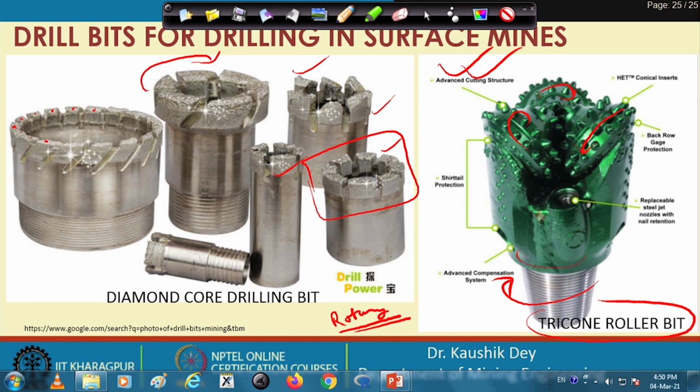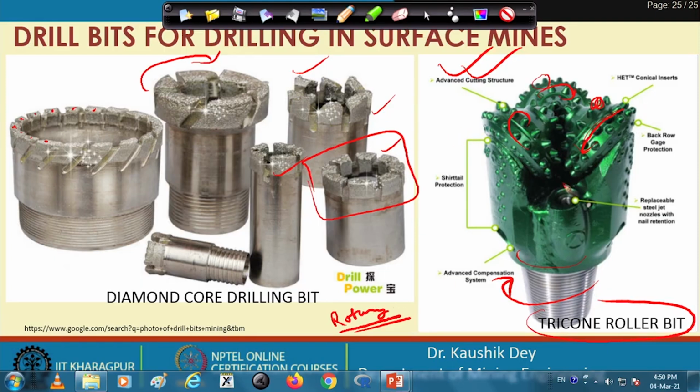this one is rotating, this is also rotating in the complementary direction, and by rotation of this, the tungsten carbide tips provided in the mouth of this tricone roller bit are rolling with the rock, and on rolling with the rock it is shearing the rock and failing the rock in abrasion. So, this is the way a tricone roller bit works in a rotary drill machine.